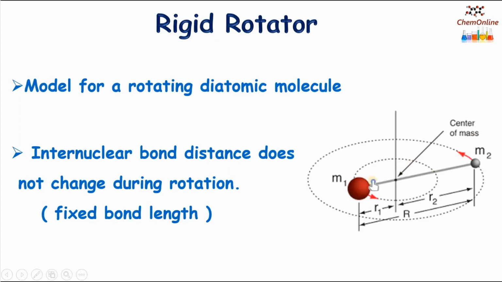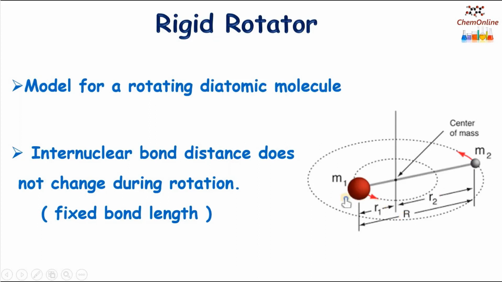The model consists of 2 point masses m1 and m2 at fixed distances r1 and r2 from their center of mass. For example, if it is HCl, then hydrogen and chlorine atoms are the 2 point masses separated at distances r1 and r2 from the center of mass, and r equals r1 plus r2.